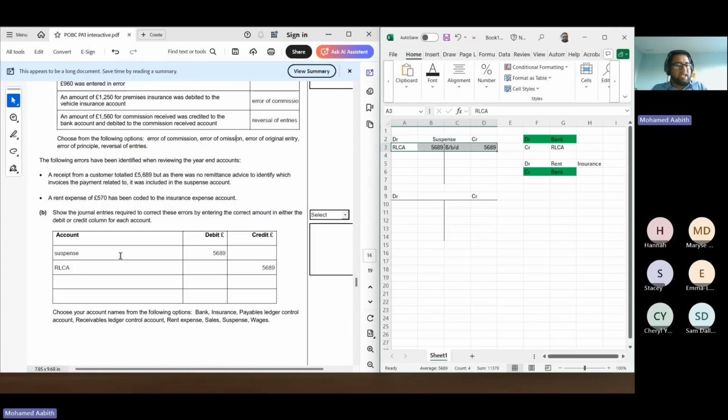And last but not least, the entry for the rent and the insurance, because the insurance account is the incorrect account here. So we say insurance account credit 570 and rent expense account 570 debit, because you remove the amount from the insurance account and enter that into your rent expense account. So this should give you 4 marks.